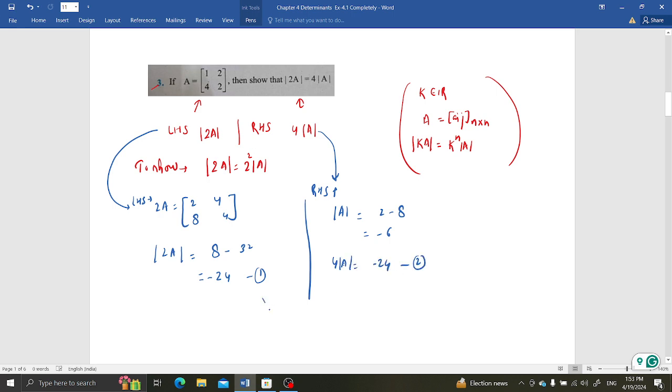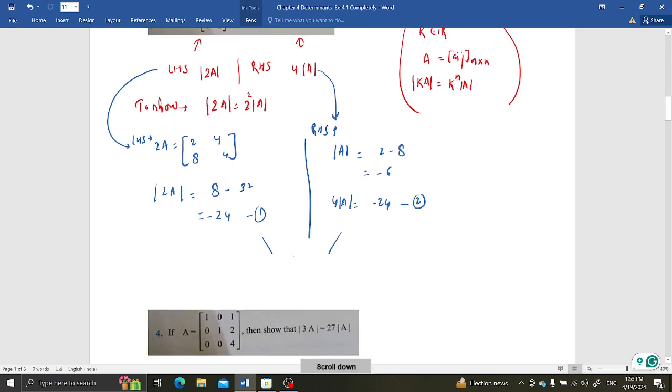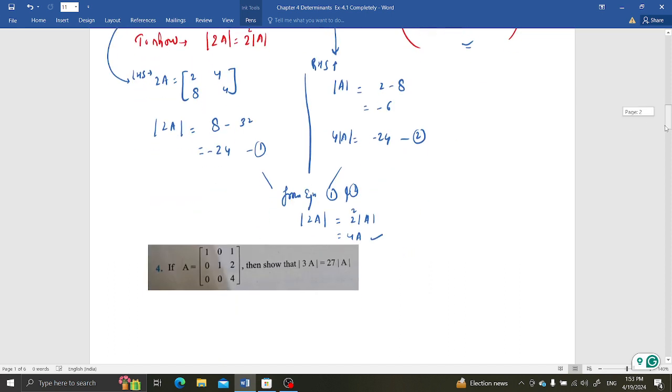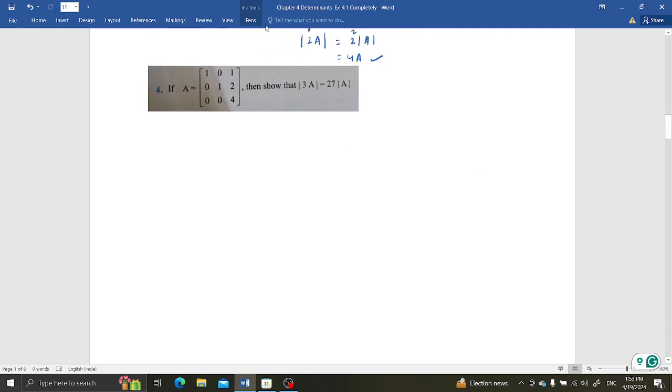This is equation 2. So from equation first and second, what we have is that determinant of 2A is equal to 4 times, or we can say 2 square precisely, 2 square determinant of A, that is 4 determinant of A, and hence proved. I hope you understand this property. This property we can also use in MCQ, because on this property a good type of MCQ can be formed.